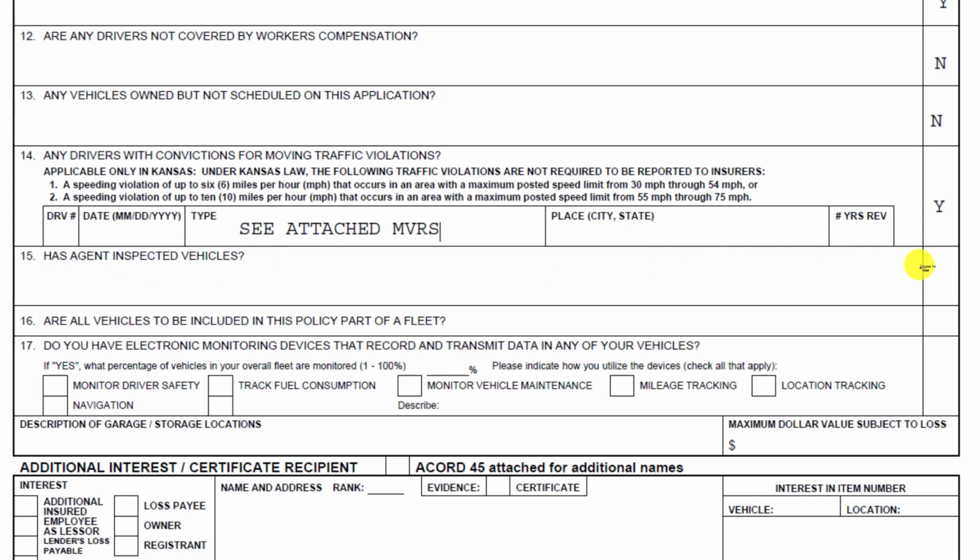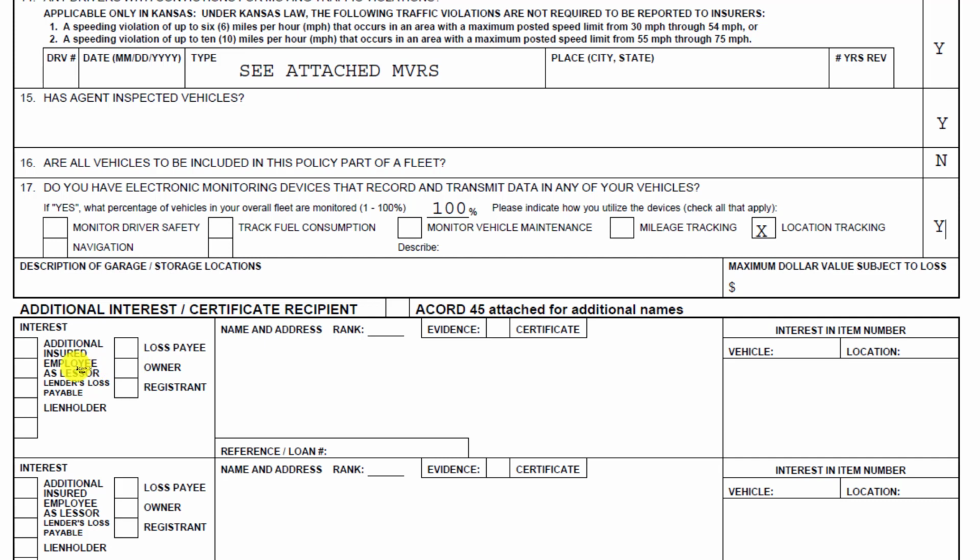All right, so that is that. We're going to usually put yes here if possible. It's good to take a look at those vehicles. It also looks good to the underwriters. Okay, are they part of a fleet? No. And if they have electronic monitoring devices, let's just say for the heck of it that Joe's truck has location tracking for whatever reason. That is how you would fill that out if there's some sort of monitoring or transmitting device. Okay. All right.